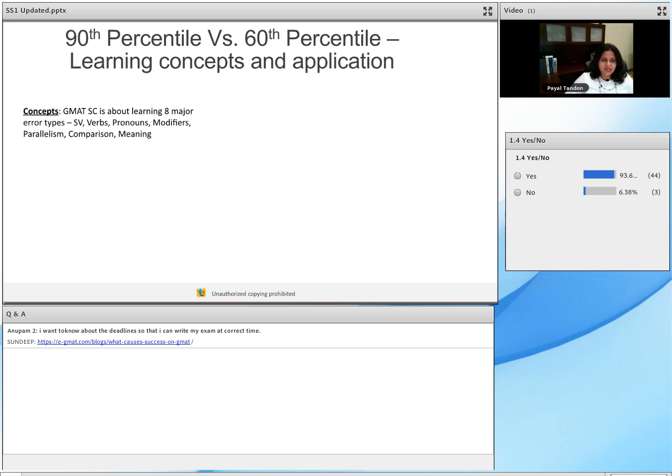Okay. Now, in terms of concepts that a sentence correction test covers, there are 8 major types of concepts that all of us are very well aware of. Subject, verb, verbs, pronouns, modifiers, parallelism, comparison, right? So both the students learn the concepts in a similar manner. There is slight difference and I'm going to talk about that. So the 60th percentile student learns these concepts from a very conceptual standpoint. A 60th percentile student typically ends up applying the splits method as a primary technique. He or she uses meaning as a secondary method. I'm going to explain that to you when I come to my example question.